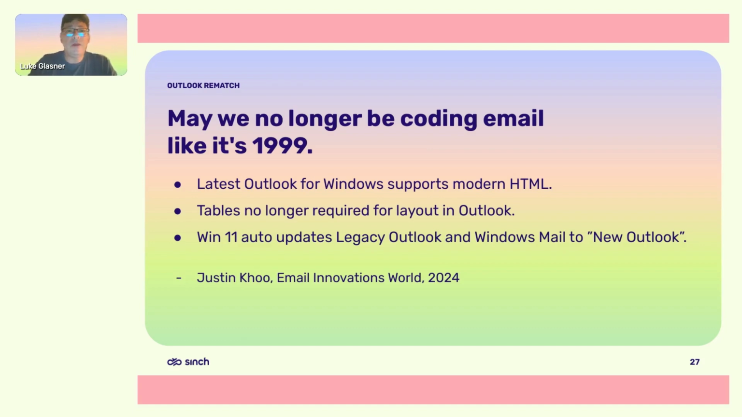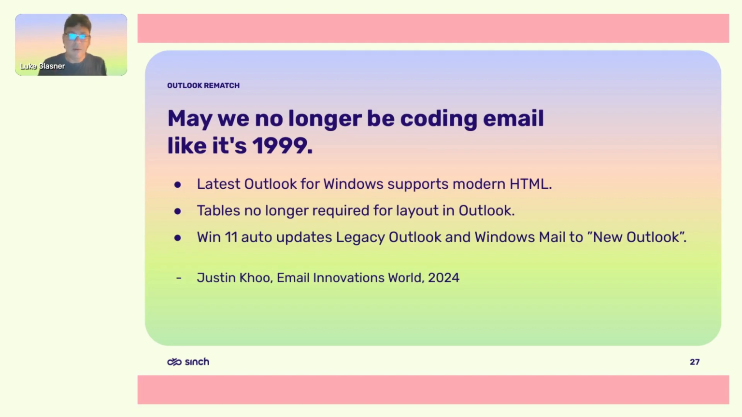With the Windows 11 auto update, Legacy Outlook and Windows Mail will both update to the new Outlook. So this is something to be excited about. All these years, email coders have been banging on Microsoft's door, asking them to fix Outlook. Ever since I first started online in the 90s, Outlook actually rendered things pretty well. Then they decided they wanted to add spell checker. They had that built for Microsoft Word, and I believe that's why they moved into that for the rendering engine.